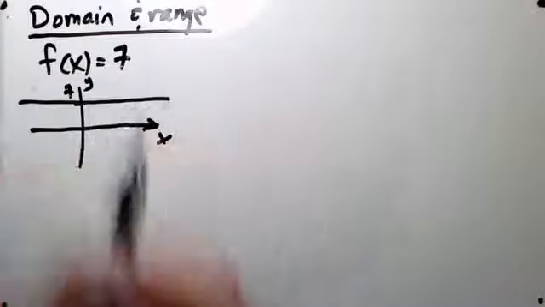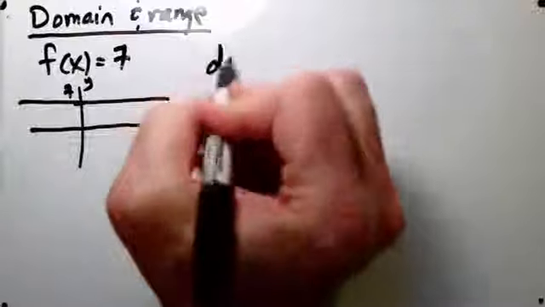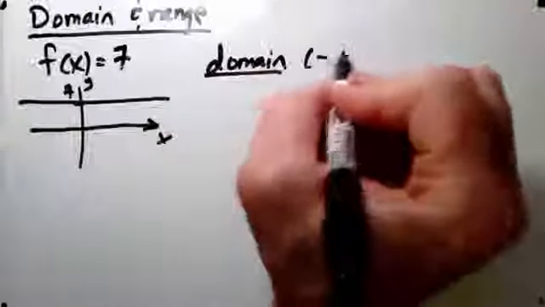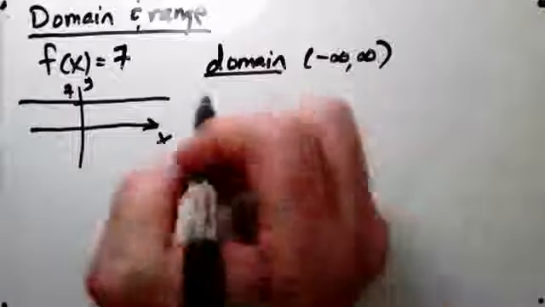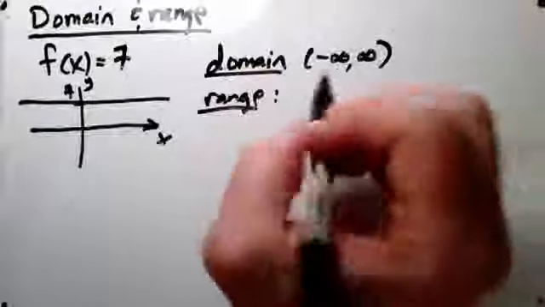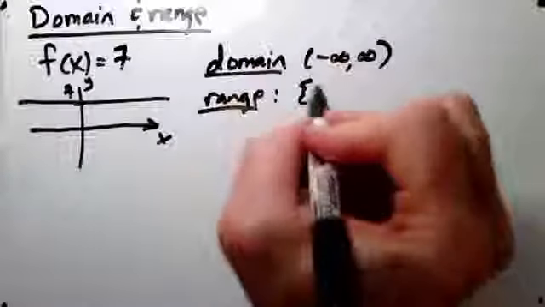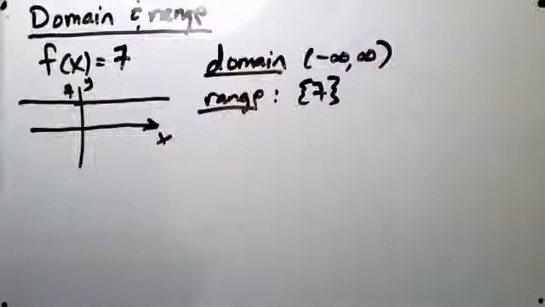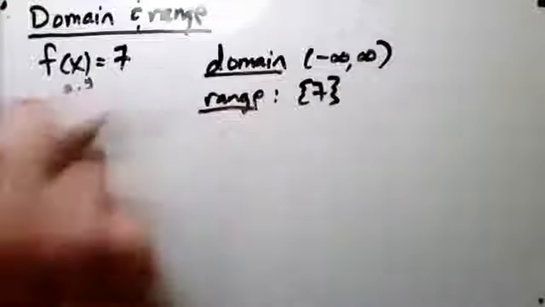For every value of x, I get a y value of 7. So it's a horizontal line. So the domain is all reals. The range, well, what values can you get out? I can only get out the single number y equals 7, which we could write like that. Next, they want me to consider a simple rational function.